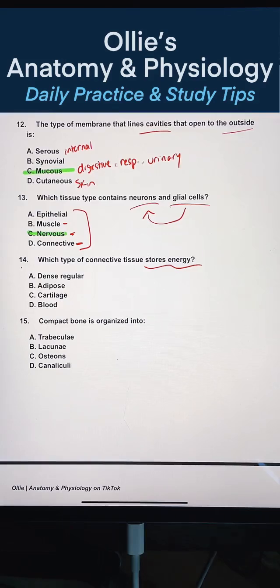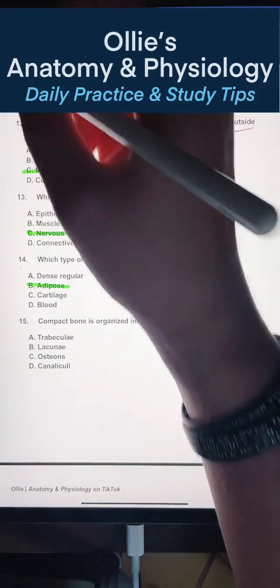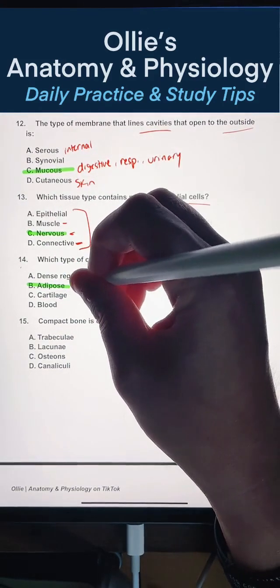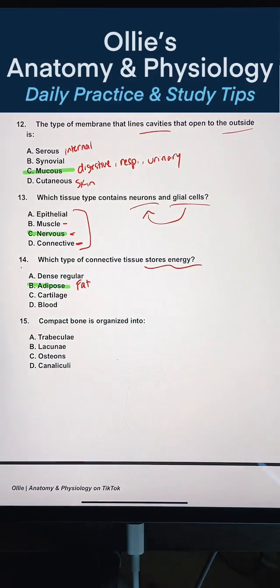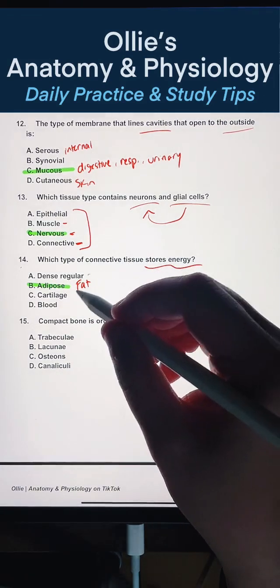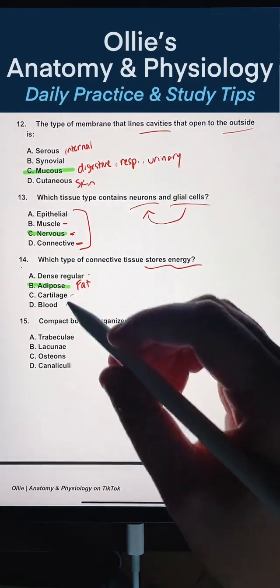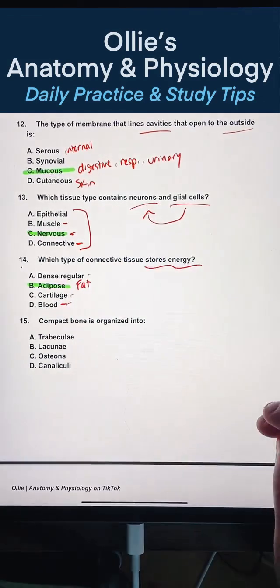But number 14, the answer is B. It is adipose tissue. This is what is going to store your fat. Remember, fat is really important for energy. They're fat cells. They're going to store your energy. They're going to insulate your body. The rest are more so for structural or transport functions, like the blood is for transport.